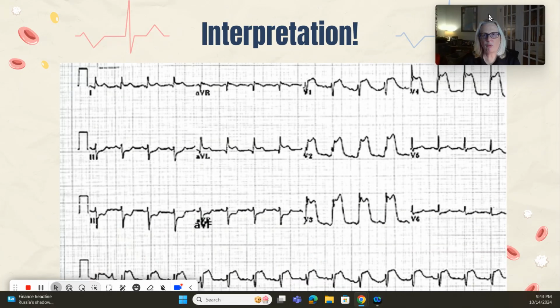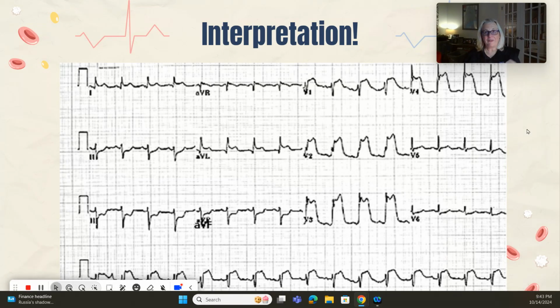So I did want to run through some interpretation. You do not have these in your packet. I am going to go over them in class as well. So we'll just take a quick look at them and then we'll go over them in class. So this is EKG number 1. And I always group them together: 1 in aVL, 2, 3 in aVF, V1 through 4, and 5 and 6.